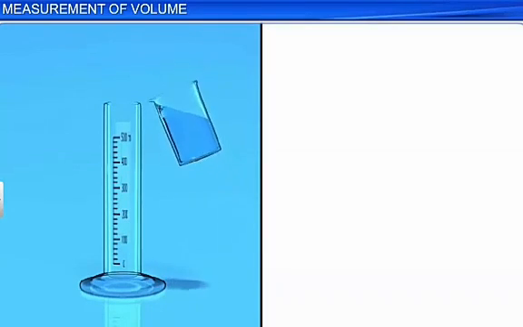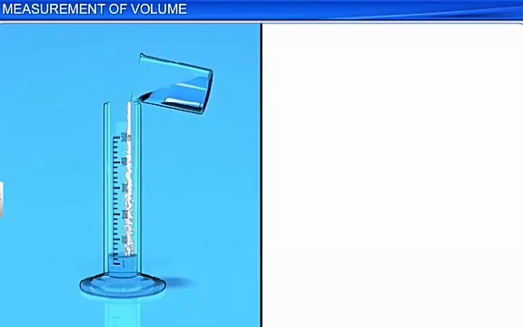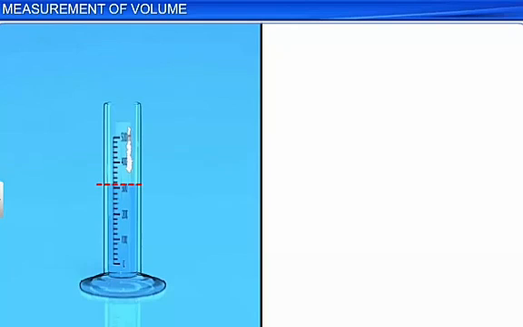Take a measuring cylinder and fill it with water up to a certain level. Note down the volume of water by placing the eye at the level of lower meniscus. Let this volume be V1.